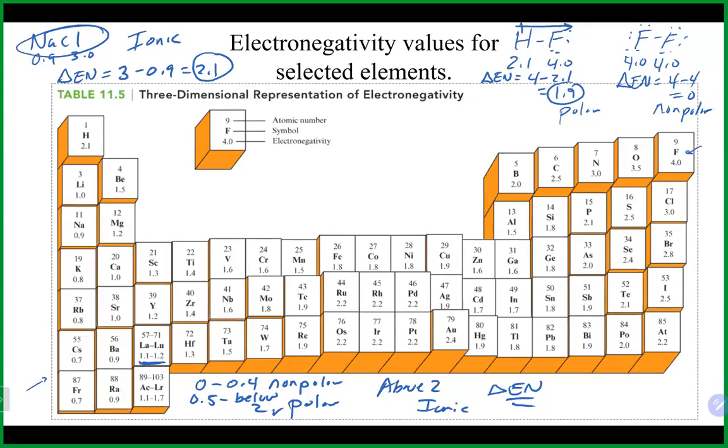So why don't you try a few here? Let's do a nitrogen and oxygen bond. Let's do sulfur and oxygen. Let's do carbon and sulfur. Let's do potassium and chlorine. And let's do carbon and hydrogen. So use the difference in electronegativity values to determine if it is polar, ionic, or nonpolar. See what you come up with here.